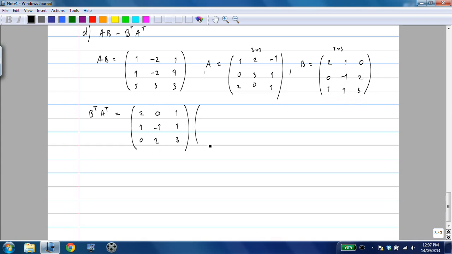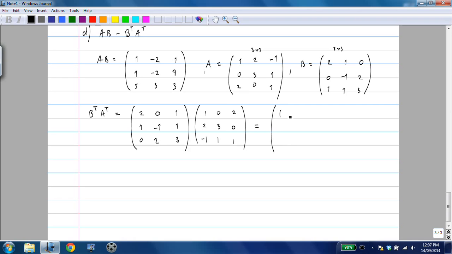Okay. Now A transpose, we do the same thing. We'll have 1, -2, -1, 0, 3, 1, and 2, 0, 1. So now we do this matrix multiplication, and we get a 3 by 3 matrix.